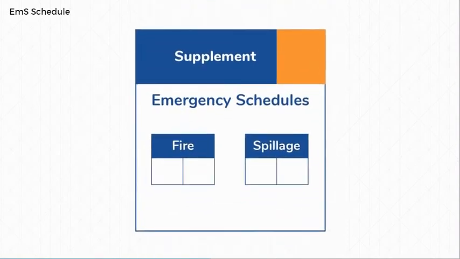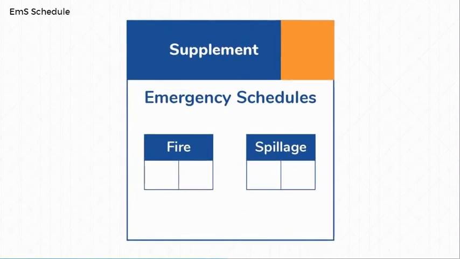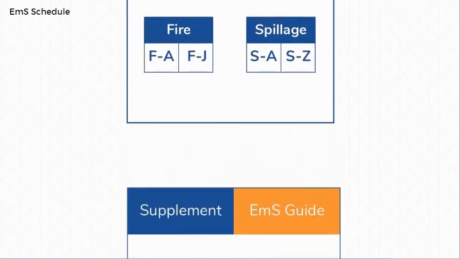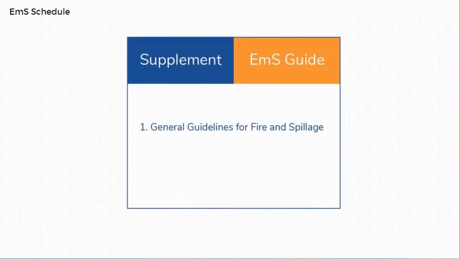The emergency schedules for spillage consist of 26 tables, each for different types of hazardous substance, ranging from SA, toxic substances, to SZ, toxic explosives. There are 10 emergency schedules for fire, including FA, which is the general schedule. The other 9 are specific to fires associated with various hazard classes. It is important that the general guidelines for fire and spillage described in the EMS guide are also consulted when using the emergency schedules.